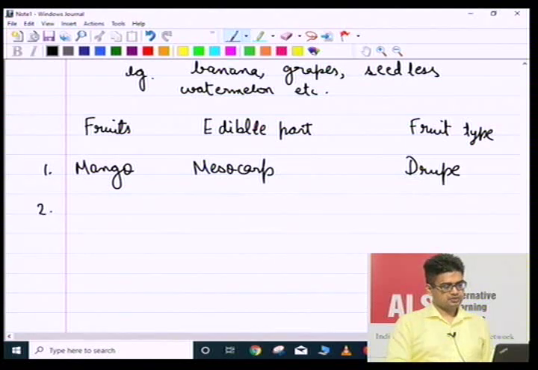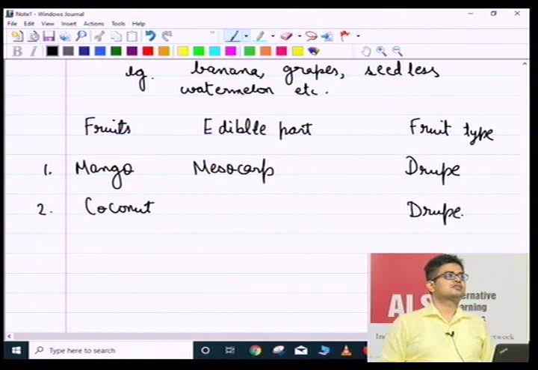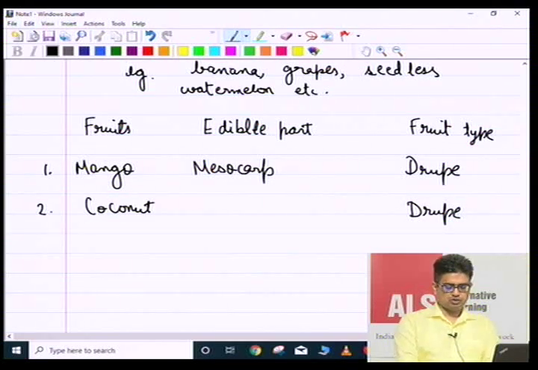Drupe. In coconut, what is the edible part? Coconut is also a drupe. Can you answer this, everybody? What is the edible part in coconut? Edible part is a middle part, liquid part or solid part. So what is it?